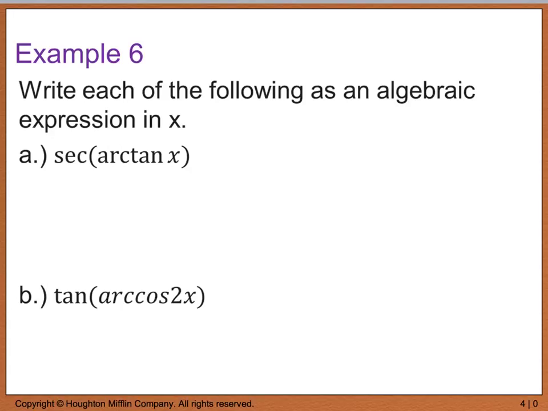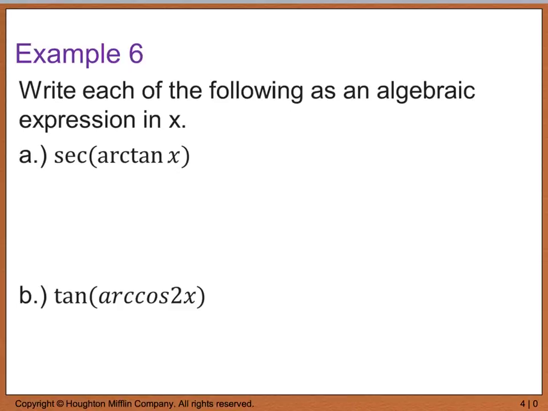And last but not least is example 6. Example 6 says to write each of the following as an algebraic expression in x. Because we're writing an algebraic expression, it's okay to get something like x plus 1 with no equals sign, or not to get an exact number. That's what an expression is; it does not have to be an exact number.